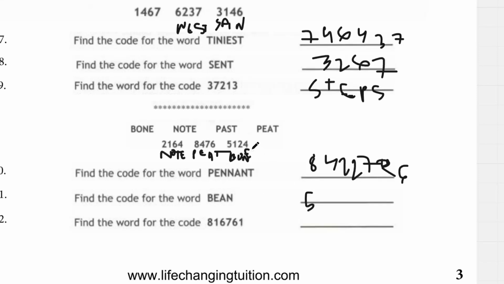B, E, A, N, 2, 8, 1, P, O, 6 is T, 6, 7, A, and you'll see that it will end up being potato.